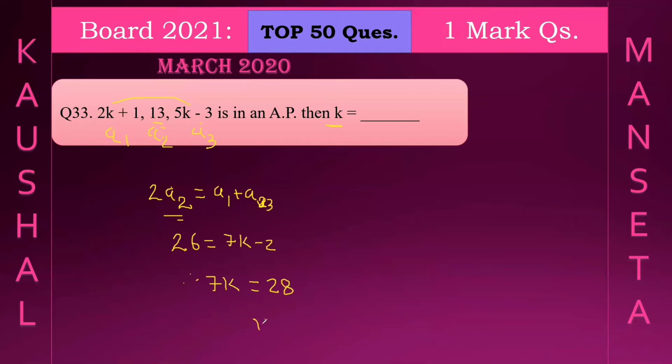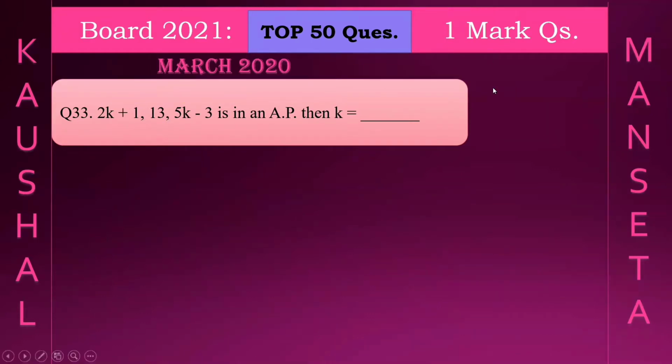So the value of k is 28 by 7. It means 7 fours are 28. So the value of k is 4. Got it? So the value of k is 4.